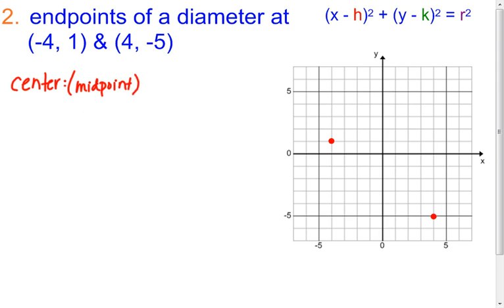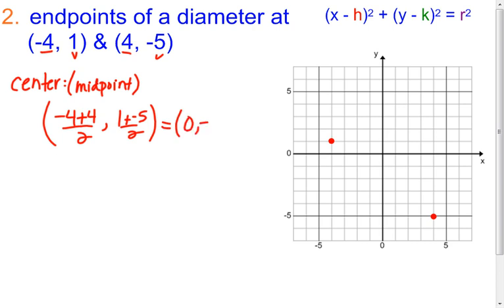So remember that the midpoint formula is the average of your x's and the average of your y's. So if I average my x's together, here's my x's. So I'm taking -4 plus 4 and divide it by 2. And then of course I have to average my y's. 1 plus -5 divided by 2 gives you 0 divided by 2, which is 0, and -4 divided by 2, which is -2. So your center is at (0, -2). And when you graph that, that looks like it's probably about right. So your center will be right there.